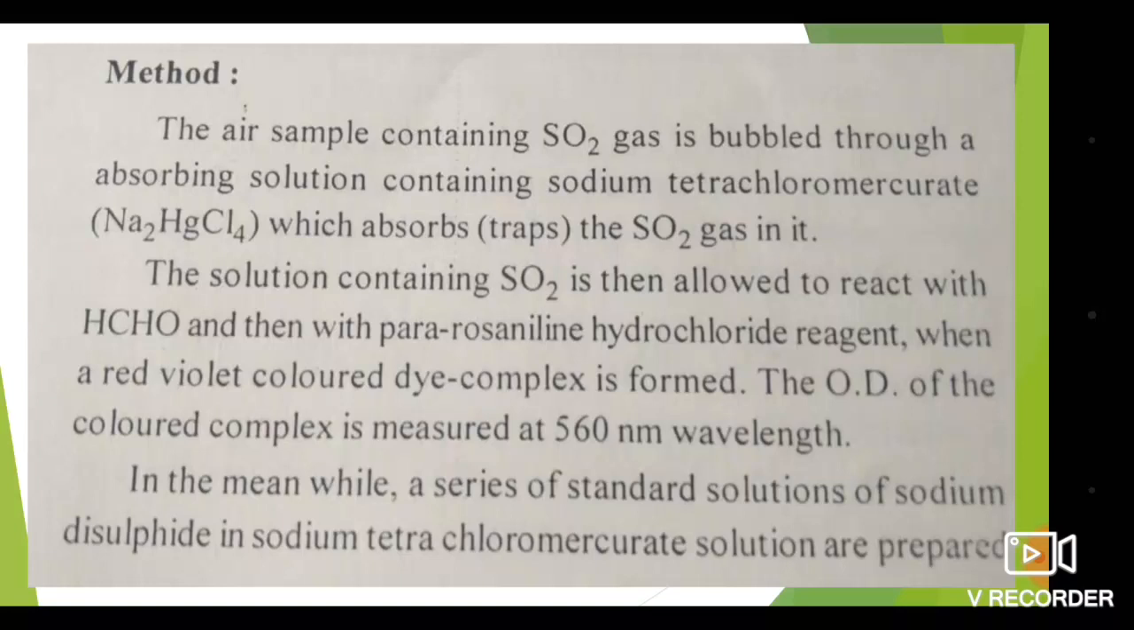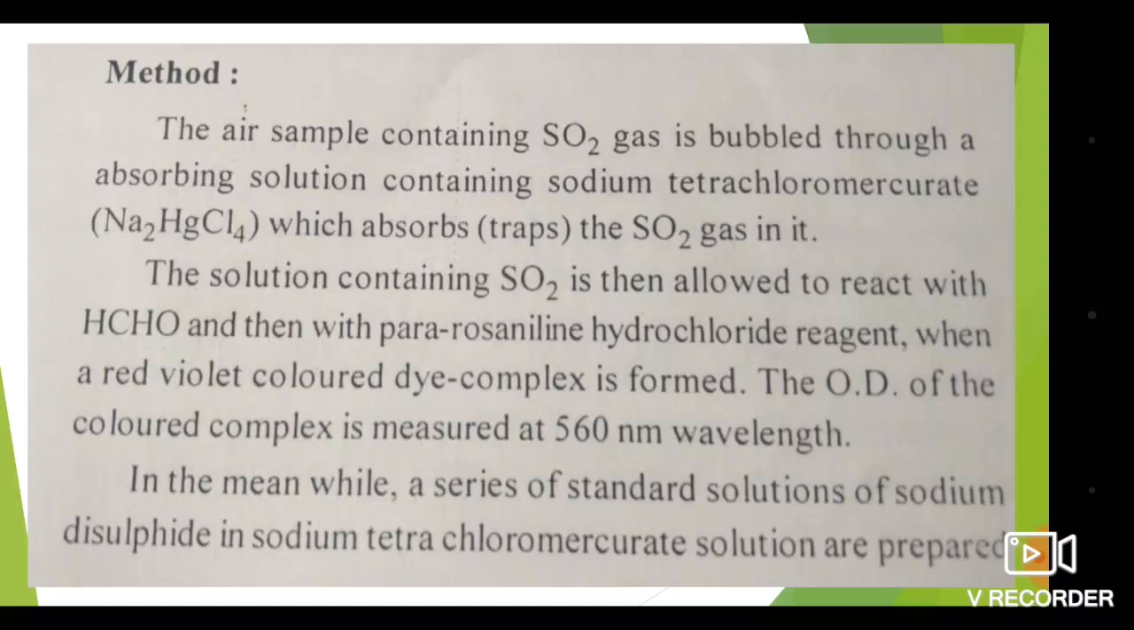So what is the method? The air sample containing SO2 gas is bubbled through an absorbing solution containing sodium tetrachloromercurate, which absorbs the SO2 gas in it. So what will we have to do? Simply pass the SO2 gas into the solution of sodium tetrachloromercurate, which traps the SO2 in it.